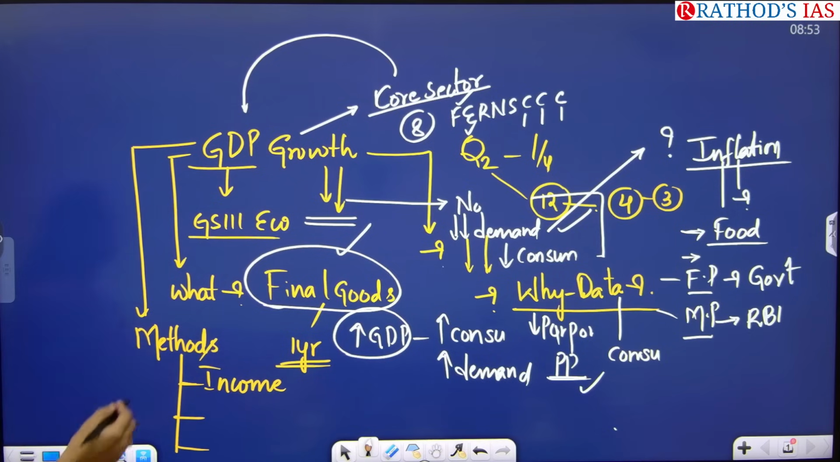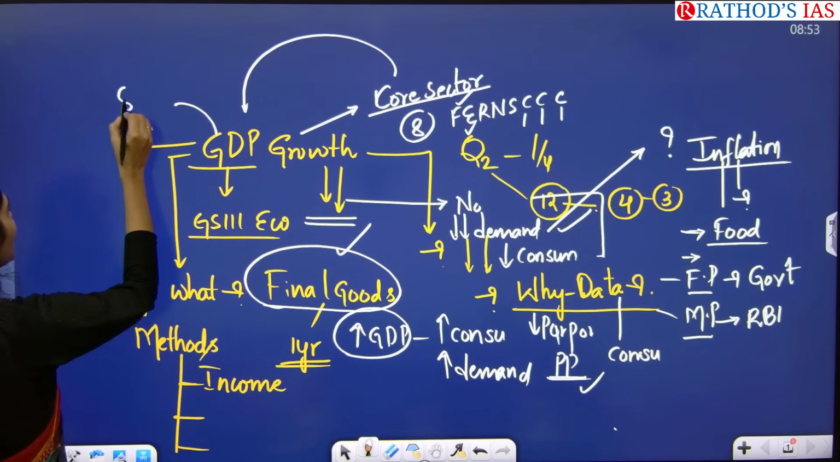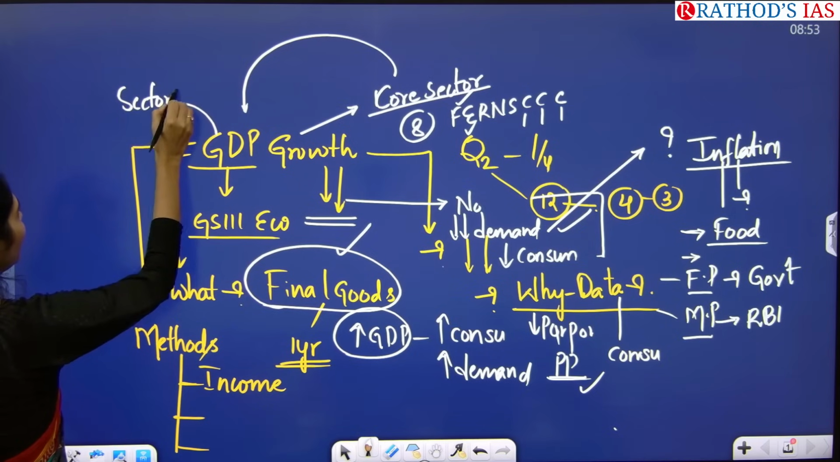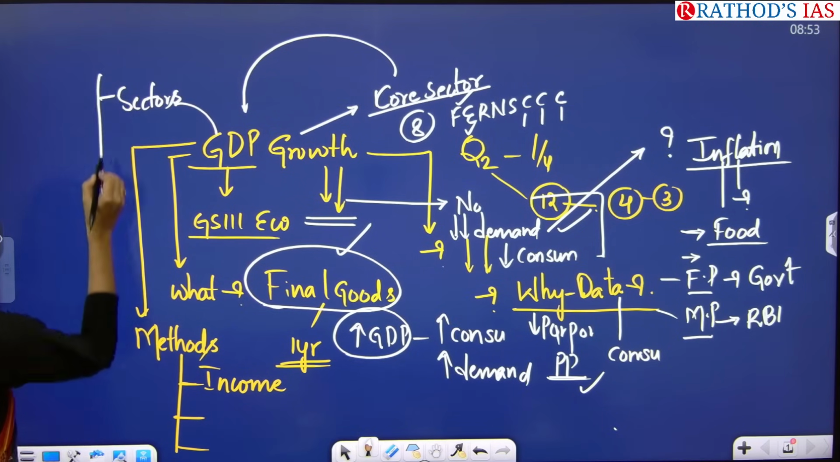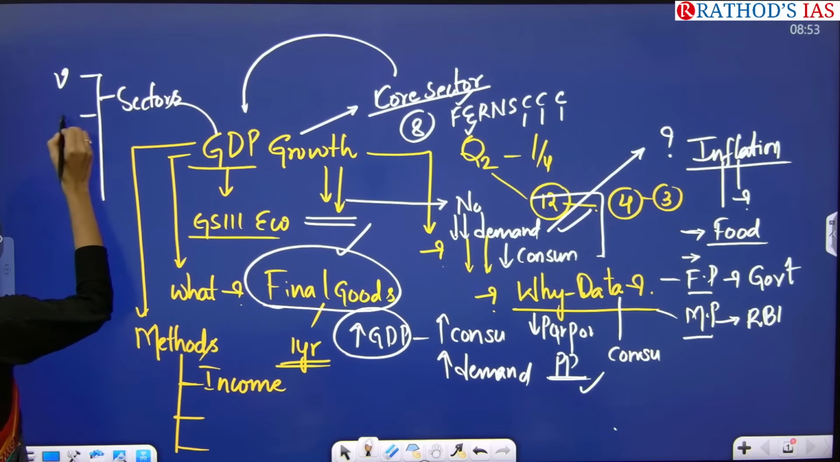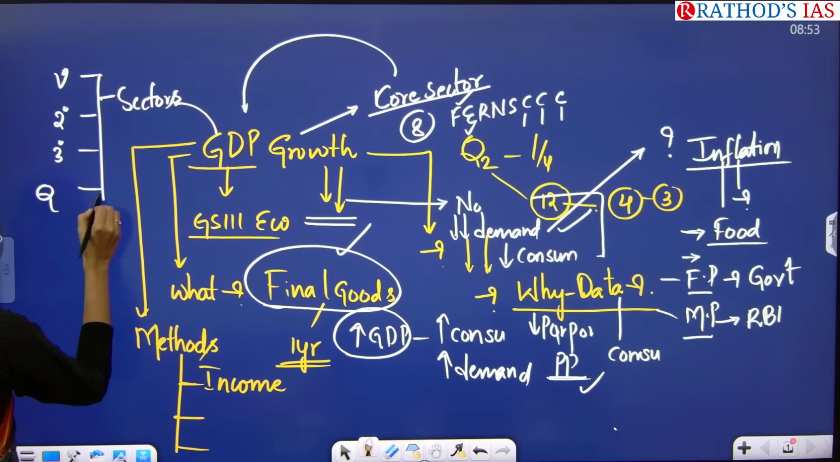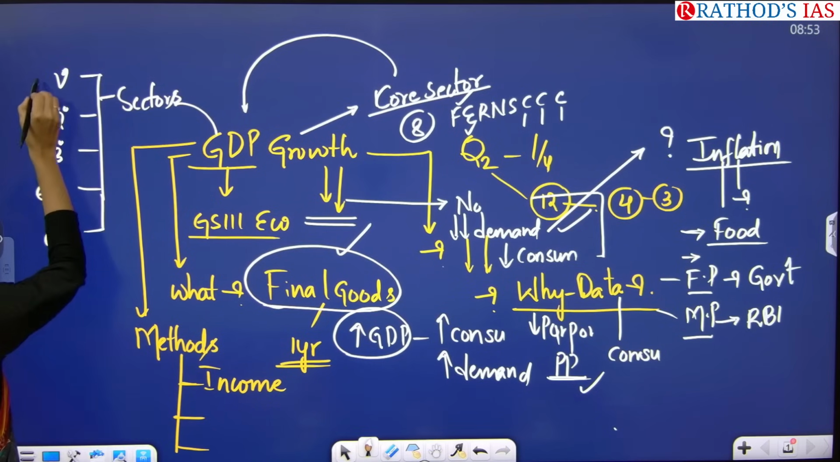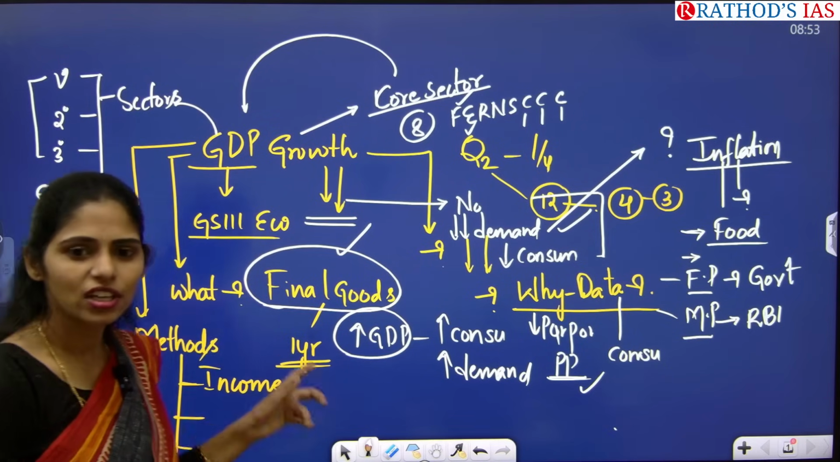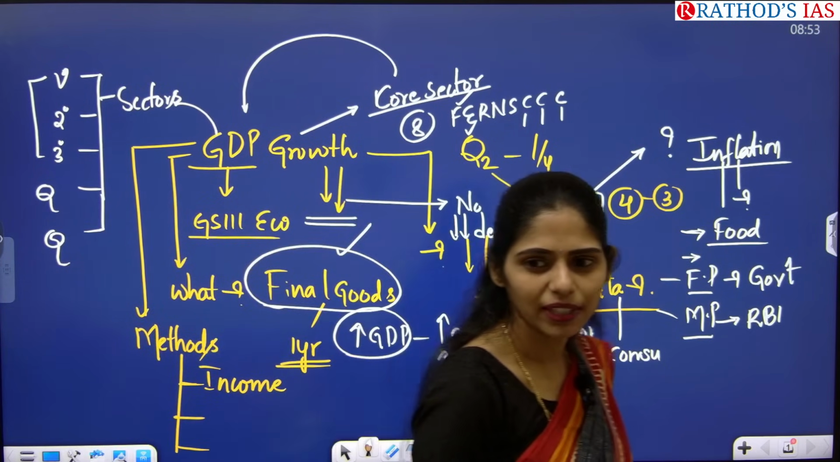And one more thing here is, if you go to the different sectors of our economy, can you tell me the different sectors? Primary sector, secondary sector, tertiary sector, quaternary sector and quinary sector. Actually we will be taking care of only the first three: primary, secondary and tertiary. So in which sector are we estimating growth?